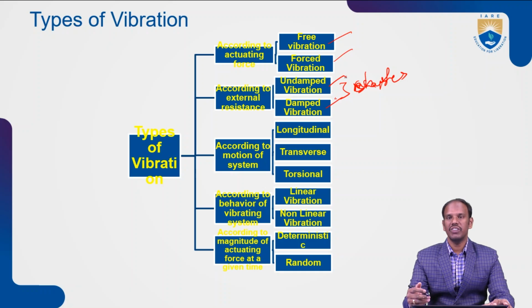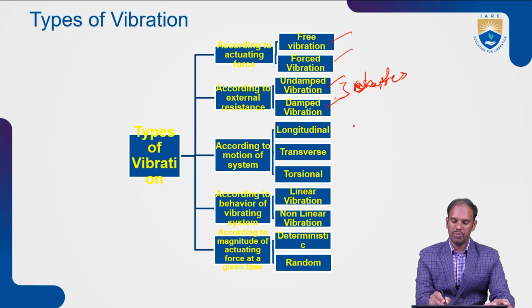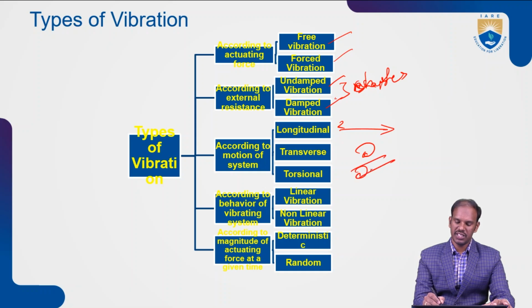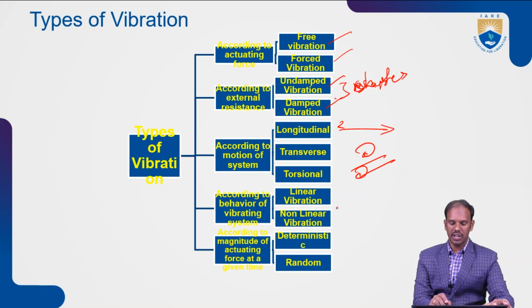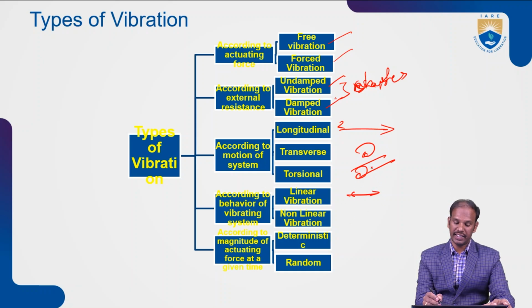According to the motion of the system, there is longitudinal motion, transverse motion, and rotational motion, or else translation motion. According to the behavior of the motion, there is linear, which is the same as longitudinal, and non-linear, which goes upside and downside. The motion is taken along a particular path, so we can call it path motion also.